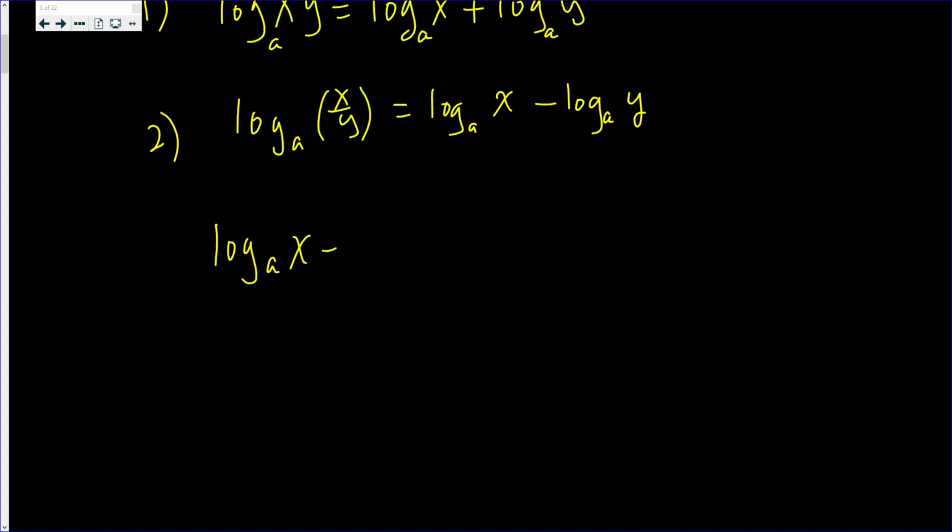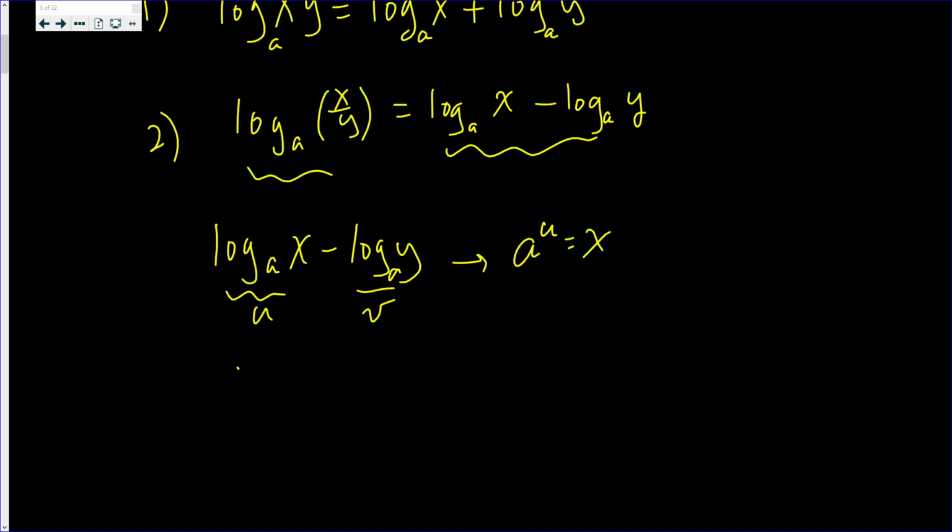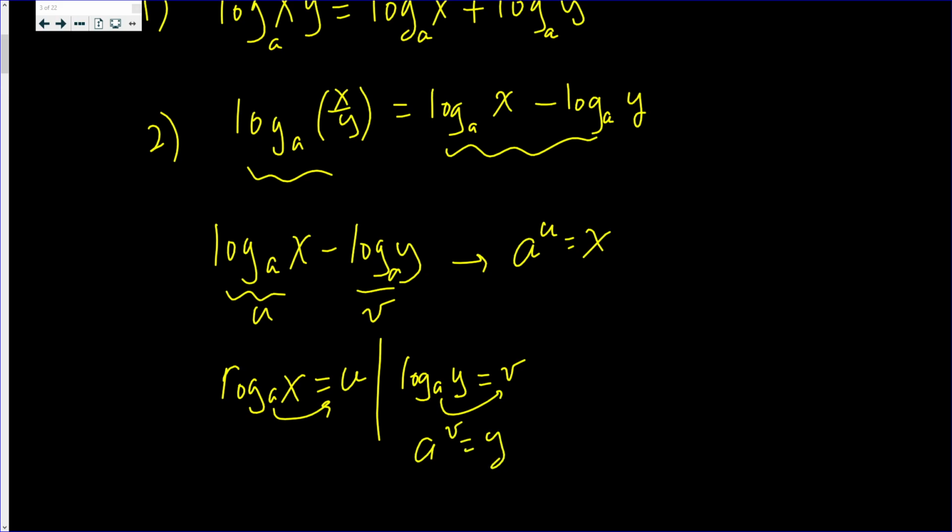So I want to get the left hand side to equal the right hand side. If I call this u and that v, that would imply that a to the u is x, because log base a of x I'm calling u. And likewise, if I'm calling log base a of y v, then a to the v is y.